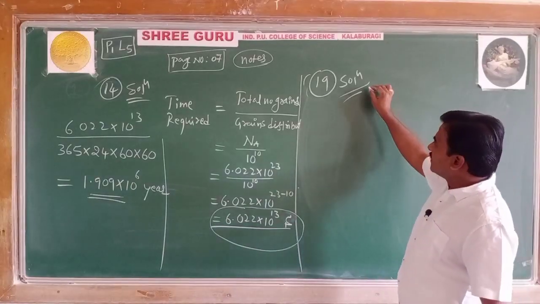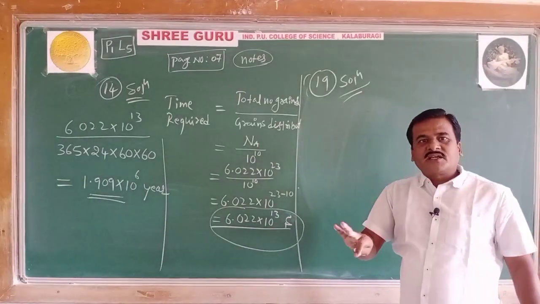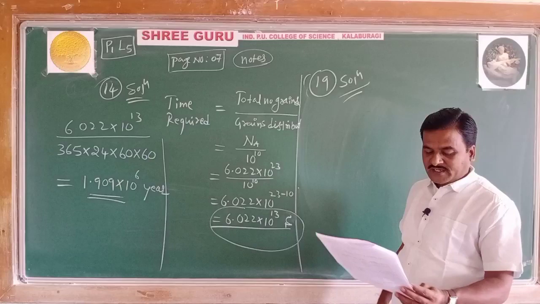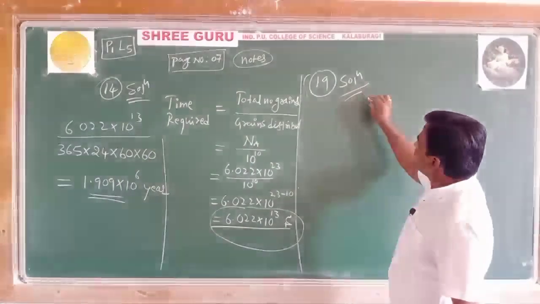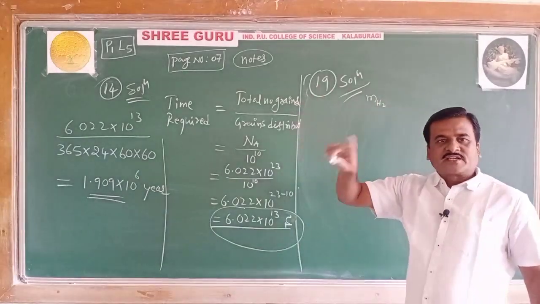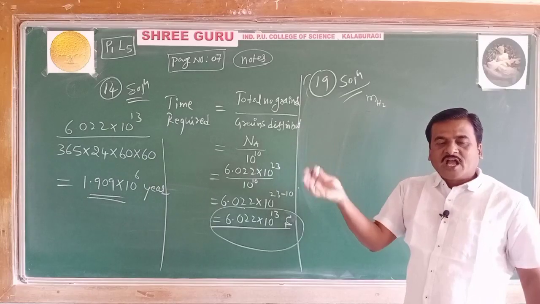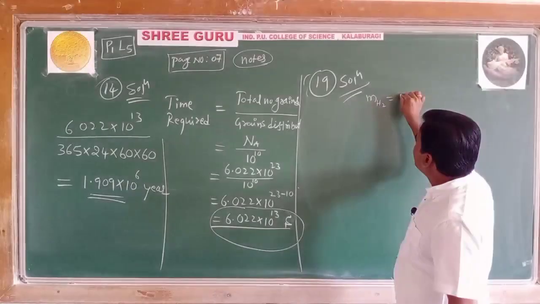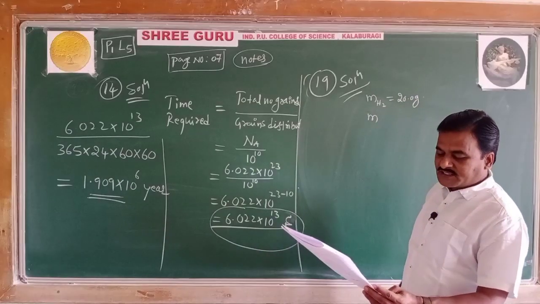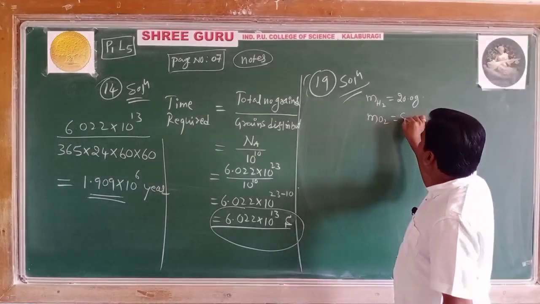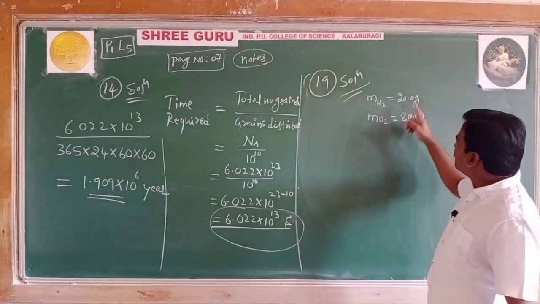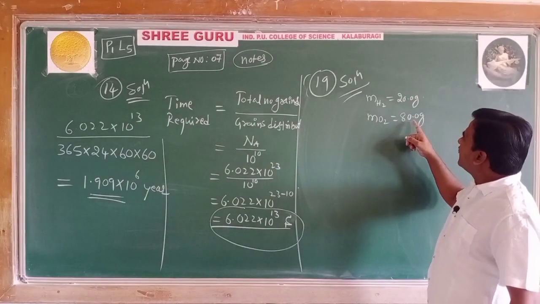So students, out of the mixture, 20% is dihydrogen. 20% of dihydrogen in the sense that the mass of dihydrogen, when you consider the total mixture as 100%, is 20 gram out of 100. And the mass of the remaining gas, dioxygen, is 80 gram. So mass of dihydrogen is 20 gram, mass of dioxygen is 80 gram.